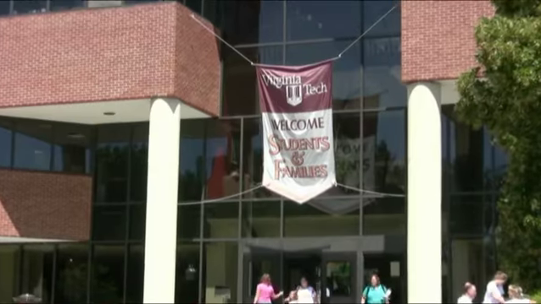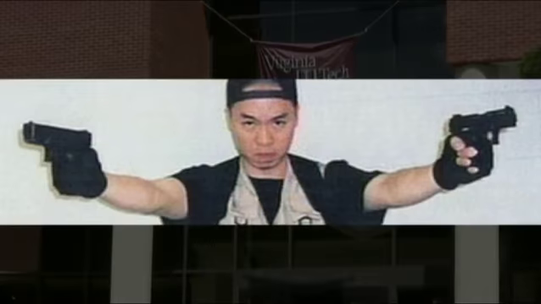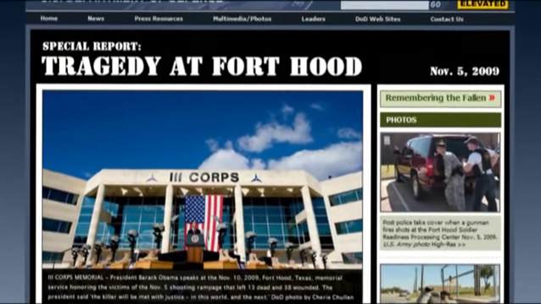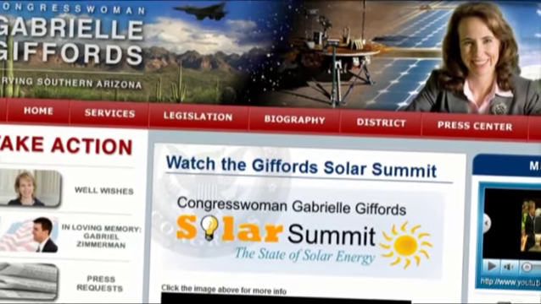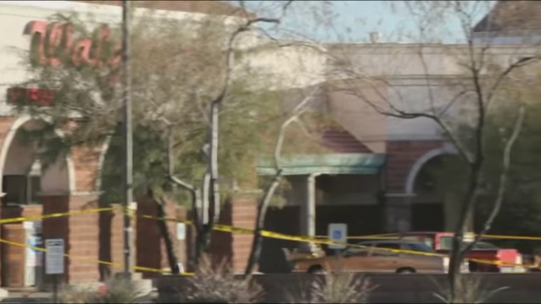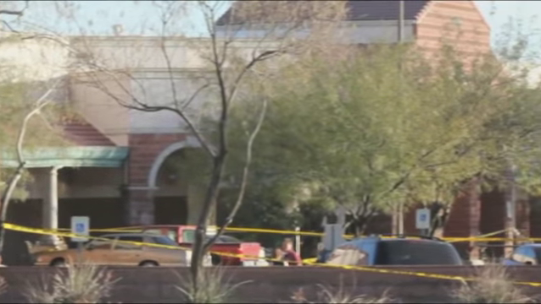Tragedies such as the 2007 mass shooting on the campus of Virginia Tech, the 2009 shooting at the Fort Hood, Texas military post, and the 2011 attempted assassination of Representative Gabrielle Giffords at a public appearance in Arizona are all examples of active shooter situations. An active shooter is an individual actively engaged in killing or attempting to kill people inside an occupied structure or outside in a populated area.